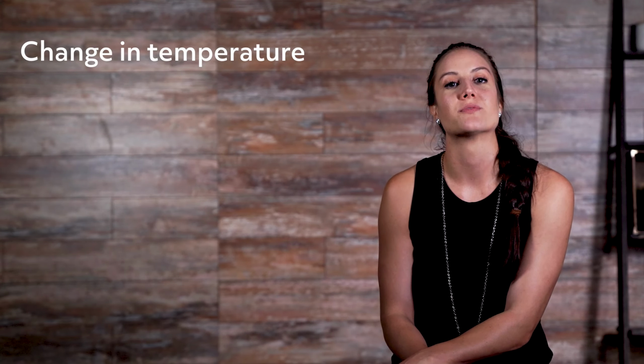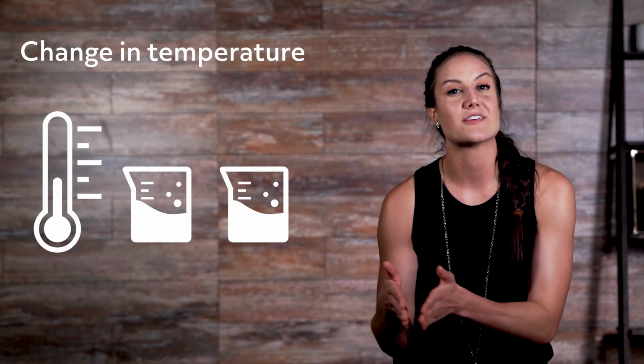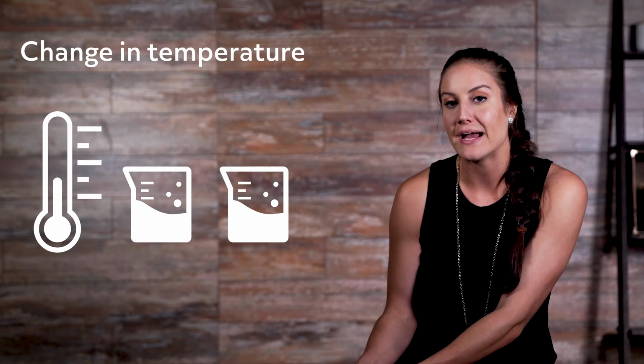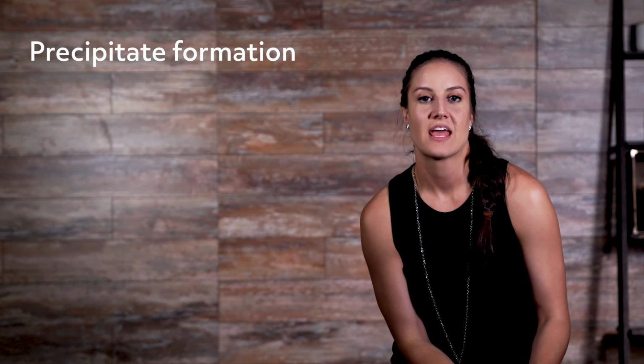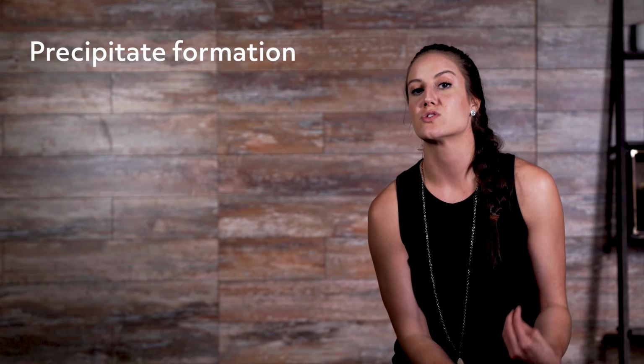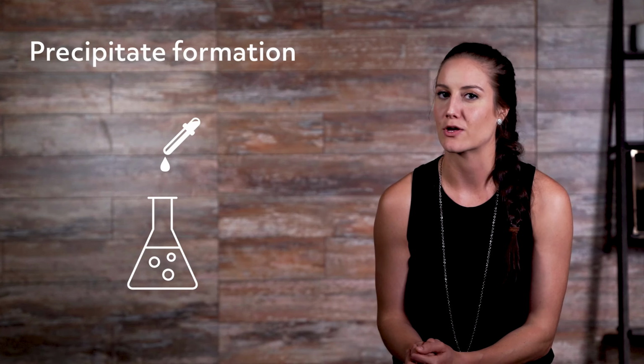Change in temperature. You can use the thermometer to take the temperature of each substance before, and if there's a change after the two have been combined, then there may be a chemical reaction. Precipitate formation. This just means that an insoluble solid is formed from a liquid solution. If this happens, then you probably are witnessing a chemical reaction.